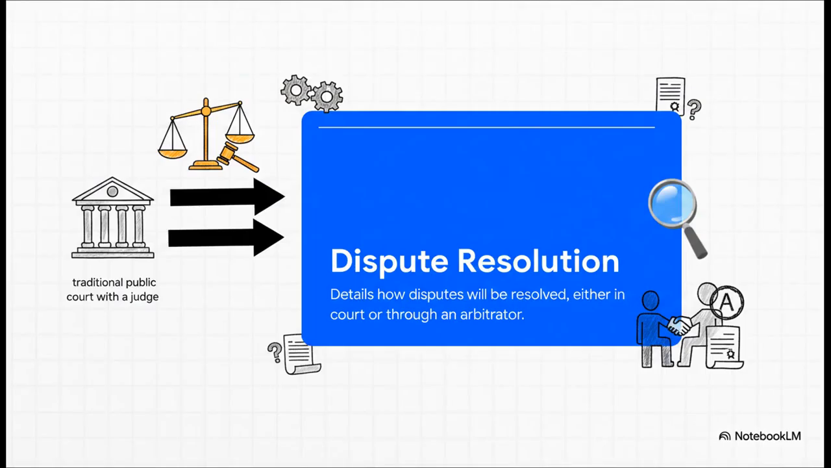Translation number 3 is dispute resolution, which often mentions arbitration. This details the specific mechanism of how a dispute will be resolved.